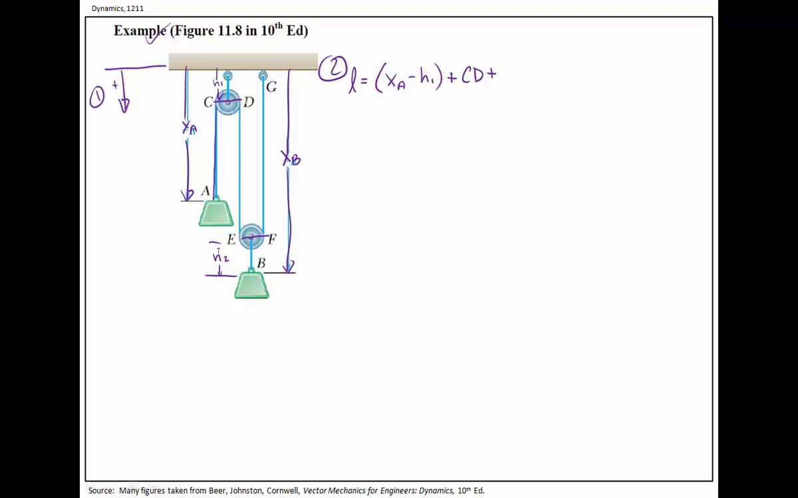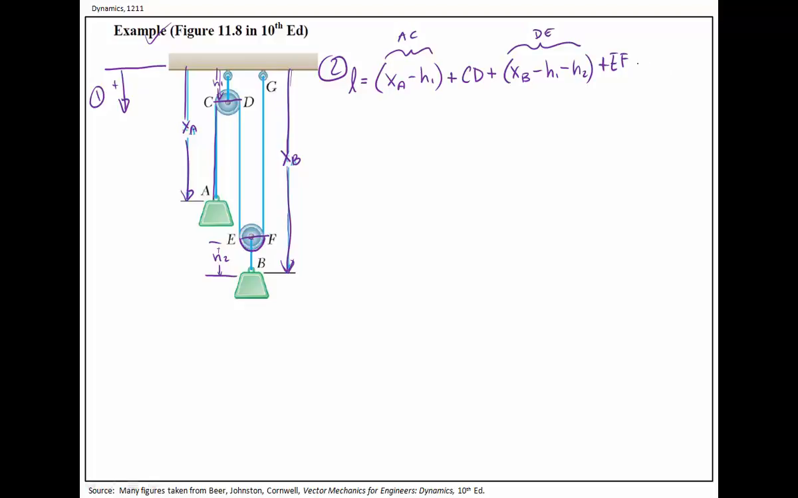Now I'm going to add in the cable that's between D and E. That's going to be XB minus H1 minus H2, right? So that's this total length, X down to XB, and we're going to subtract out H1, and we're going to subtract out H2, and that's going to give us D to E. So let me label this DE, and this one right here is AC. And I can get EF. That's going to be around this arc right here.